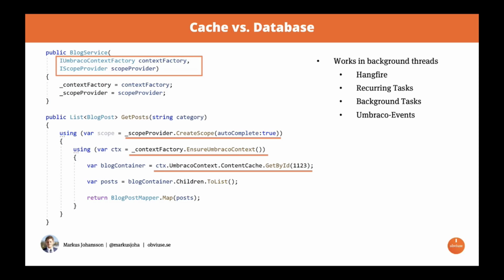For example, if you're running Hangfire, if you have Umbraco recurring tasks or background tasks, or if you're using an Umbraco event that is executed in its own thread. So this way of accessing the cache is safe for all these scenarios, which the Umbraco helper is not, because it depends on things that are bound to the request that's coming in at the moment.